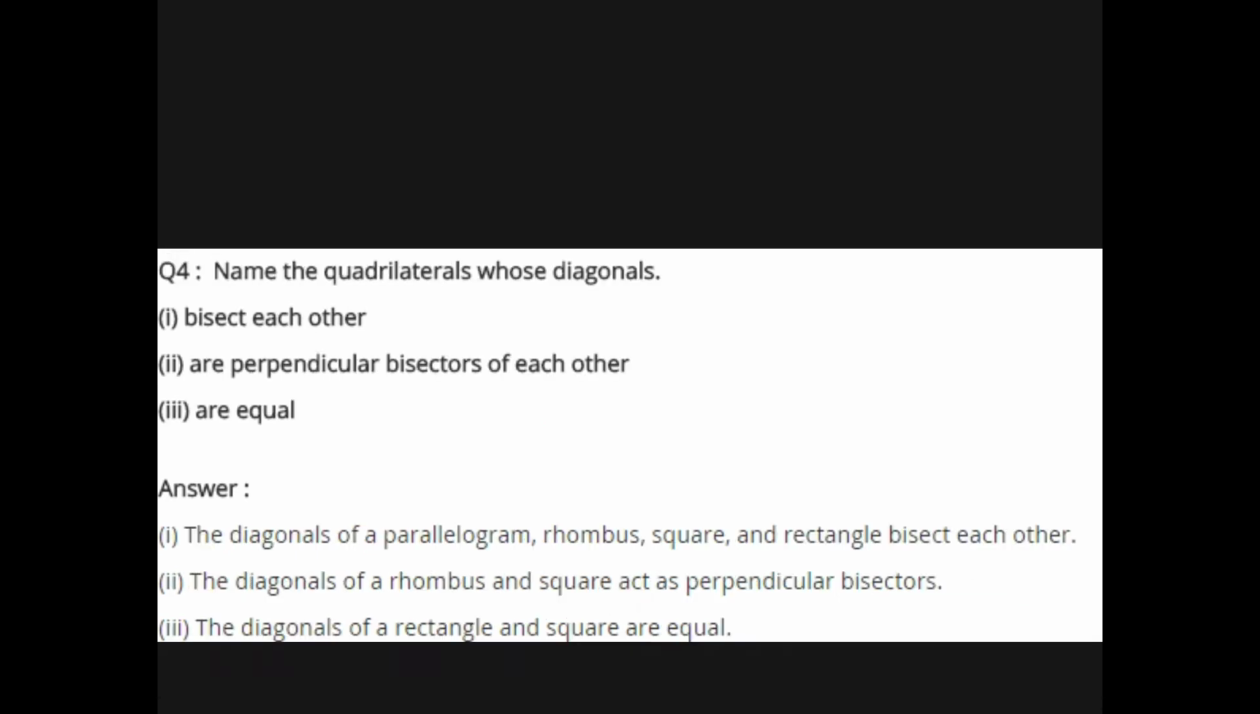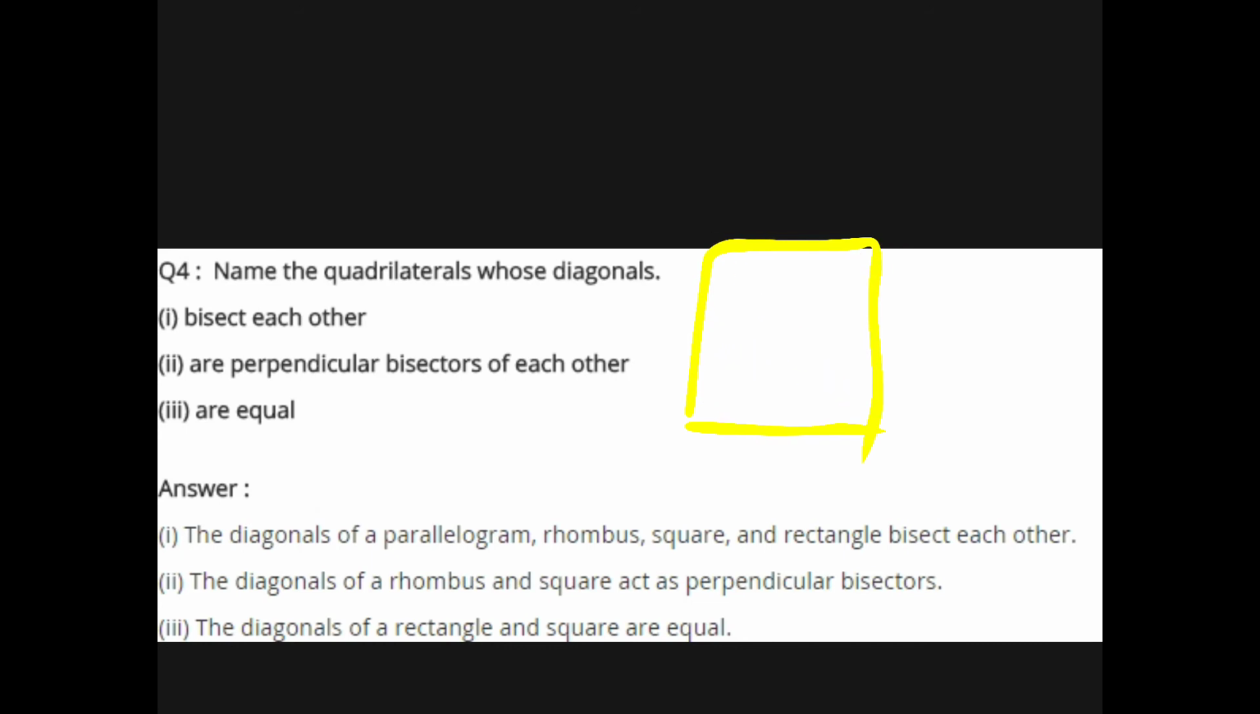Now question number 4. Name the quadrilaterals whose diagonals bisect each other. So these are the quadrilaterals: parallelogram, rhombus, square and rectangle. If we construct the diagonals, they will definitely bisect each other. Now question number 2. Name the quadrilaterals whose diagonals are perpendicular bisectors of each other. Means if diagonals bisect each other, the angle between them is 90 degrees. So in a square or a rhombus only, when the diagonals bisect each other, the angle is 90 degrees.